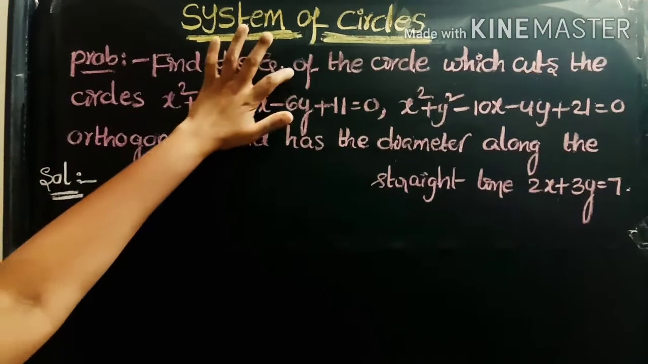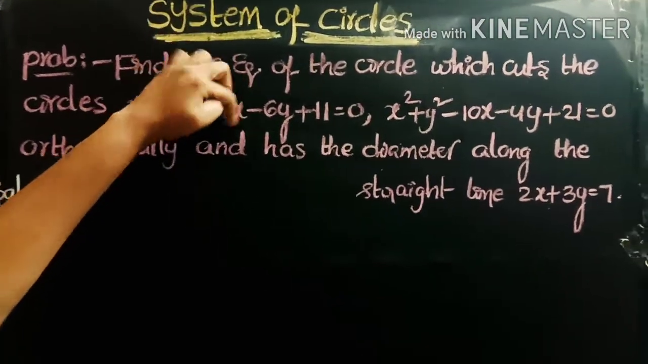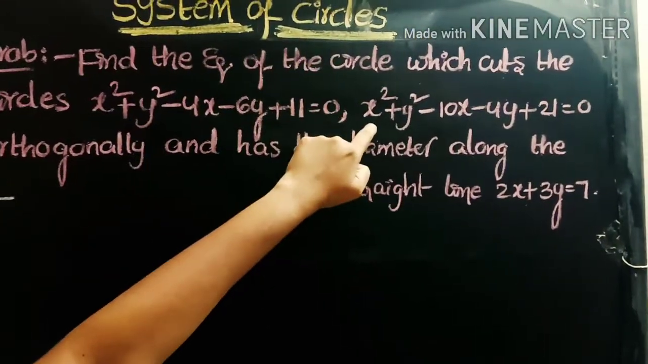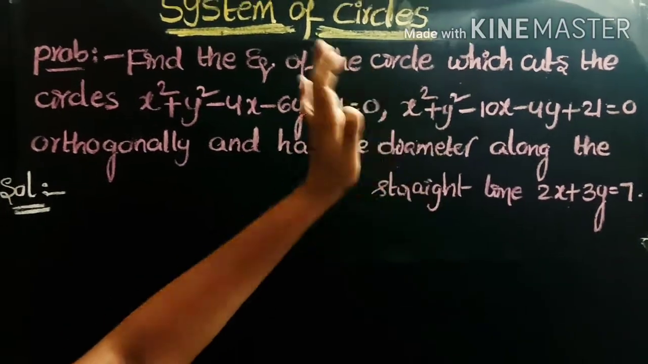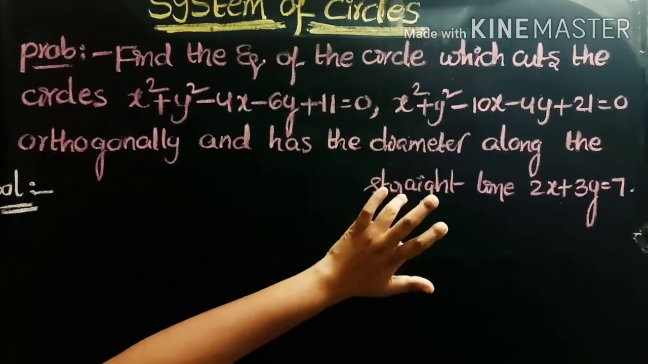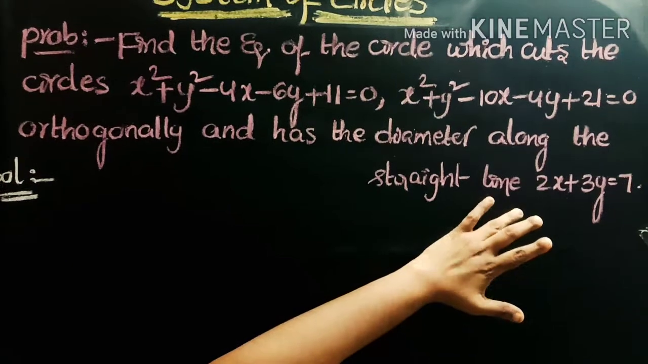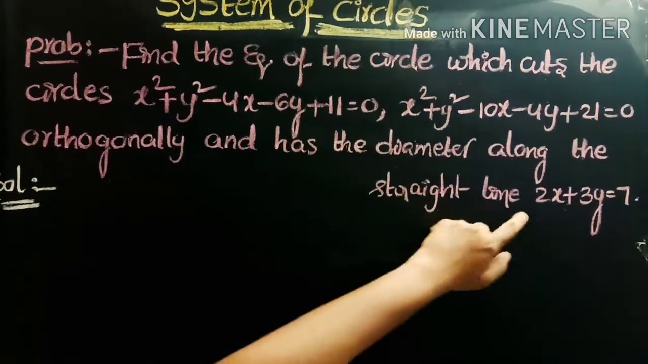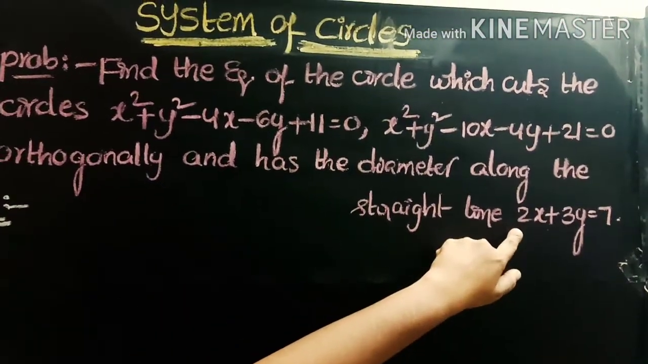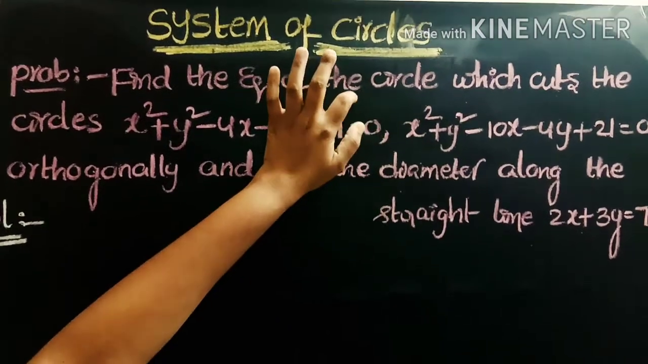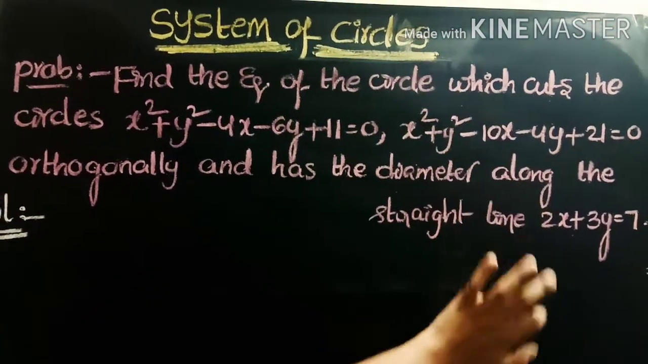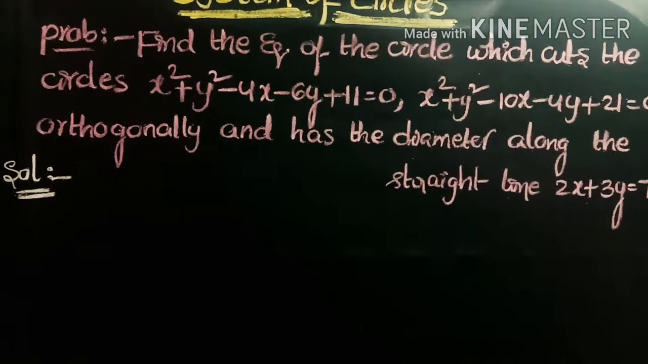Given condition is the circle is orthogonal to the first circle and the circle is orthogonal to the second circle. So these are the conditions, and also given that the diameter is along the straight line 2x plus 3y is equal to 7. Now given that this is the diameter of the required circle, that is, the center of the required circle lies on this line. That is the given data. So let us start the solution.